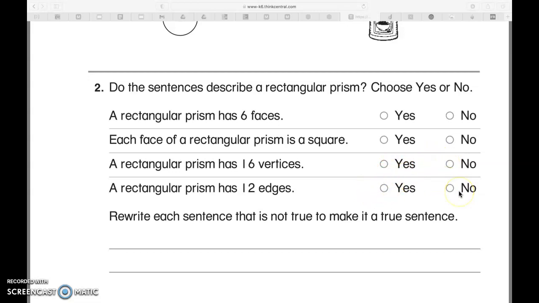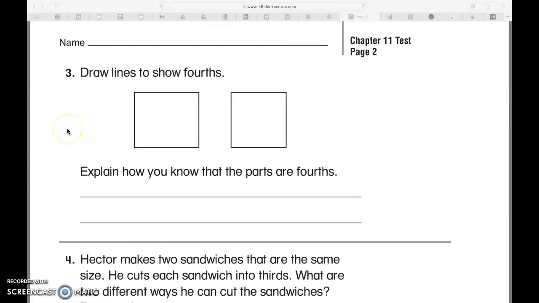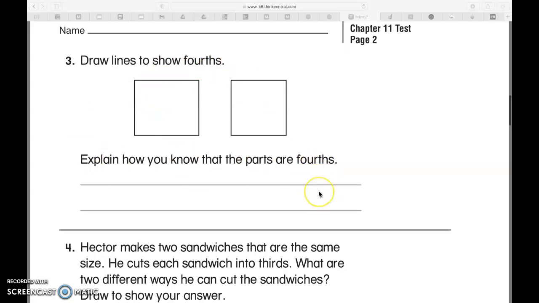Yes, no. If there was a sentence that is not true, so one that you selected no for, I want you to rewrite the sentence down here, but change it to make it true. Number 3, draw lines to show fourths in each one. And explain how you know that the parts are fourths.